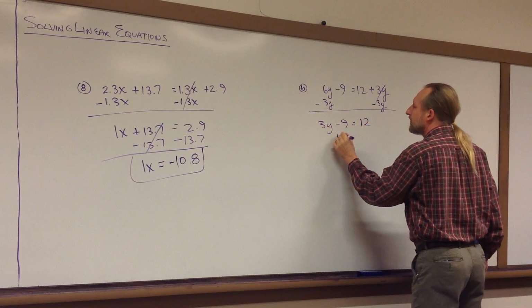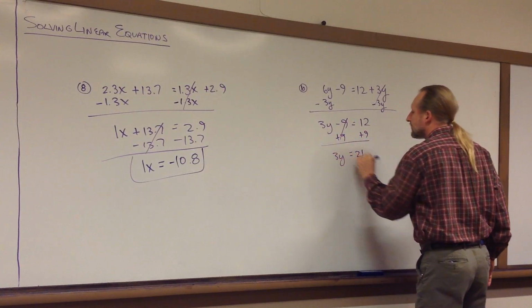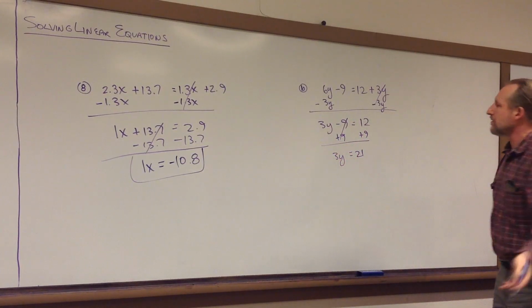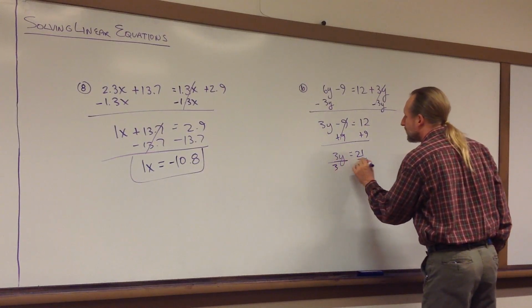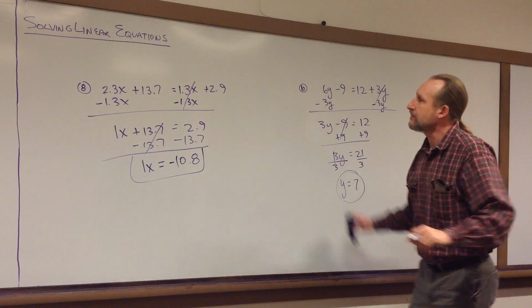And then we'll add the 9 over here to be with the 12. That gives us 3y equals 21. And then divide by 3 on both sides. And there we go, y equals 7. Pretty straightforward.